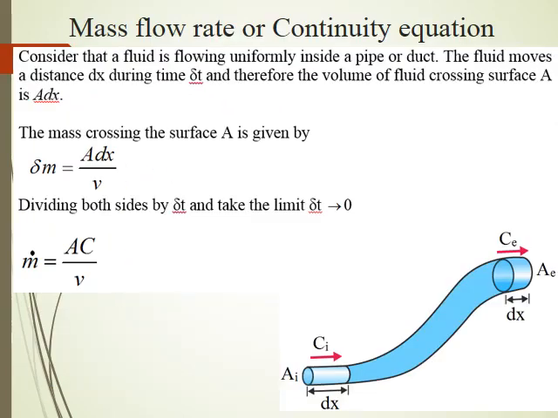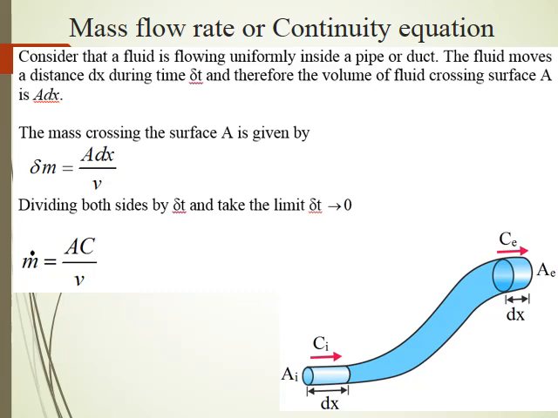So here we will express the continuity equation in terms of local fluid properties, as it is widely used in the study of fluid mechanics and heat transfer. Consider that a fluid is flowing uniformly inside a pipe or a duct. The fluid moves a distance dx during the time interval delta t, and therefore the volume of fluid crossing the surface area A is A dx. This is the volume of fluid that has crossed the particular control surface, that is A into dx.